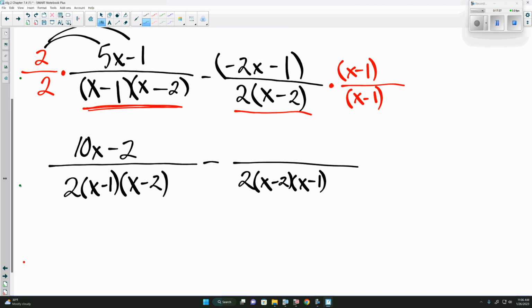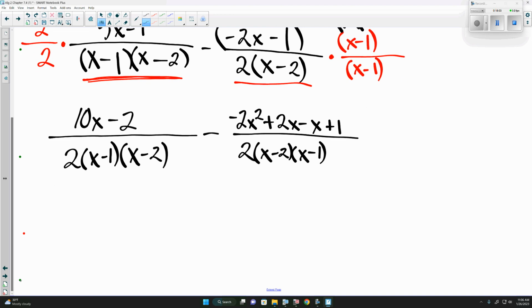Now we're going to have to distribute this out, so we'll say negative 2x times x is going to be negative 2x squared. Negative 2x times negative 1, the negative and negative make a plus 2x. Then we're going to do negative 1 times x is negative x. And lastly, negative 1 times negative 1 is positive 1. Any questions on this so far? We good?